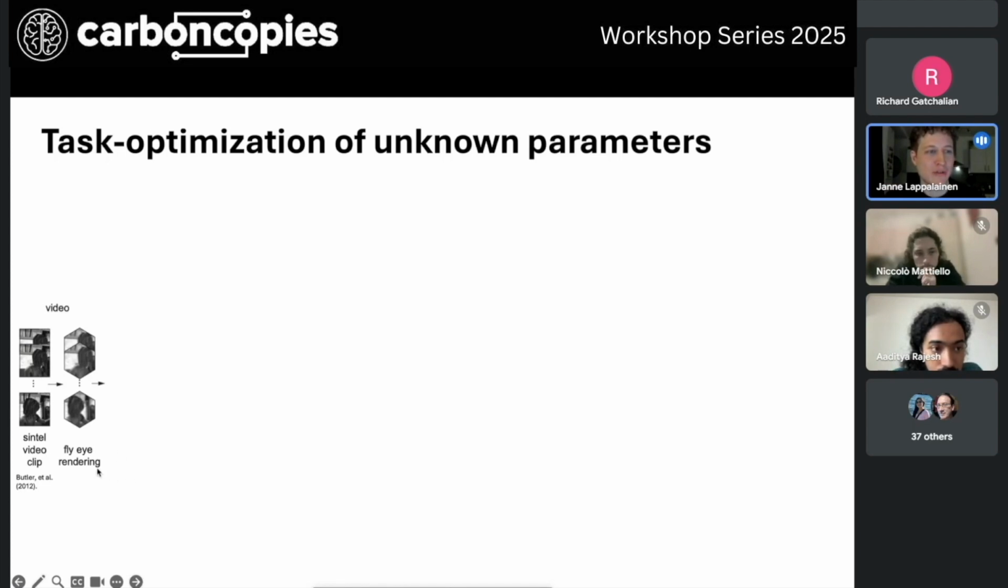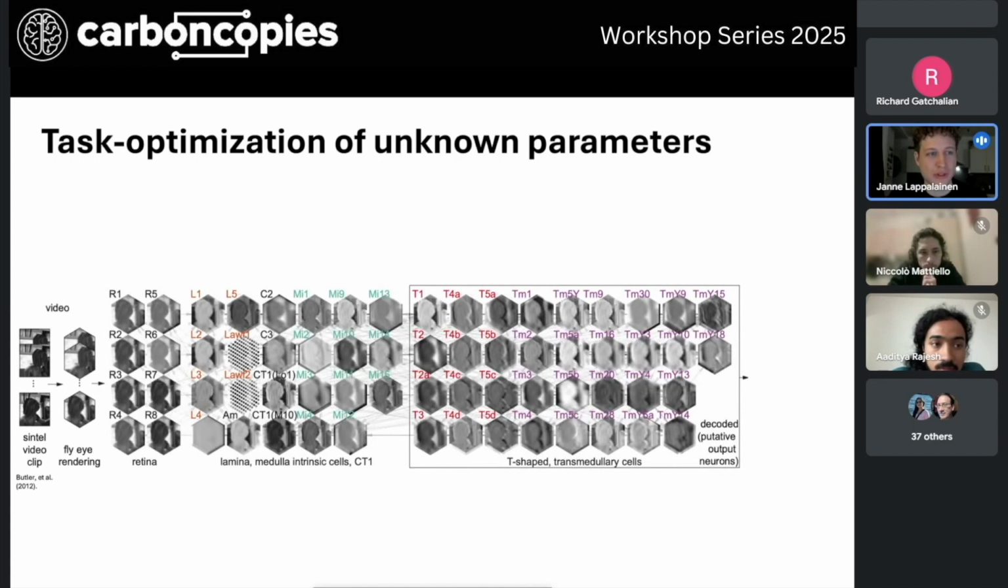And as a first step, we render the video to our FlyEye geometry, which is really just a basic box blur, and then picking the ones which correspond to our hexagonal geometry, and that we can add to the photoreceptors in our model, and then we can forward simulate the coupled system of differential equations.